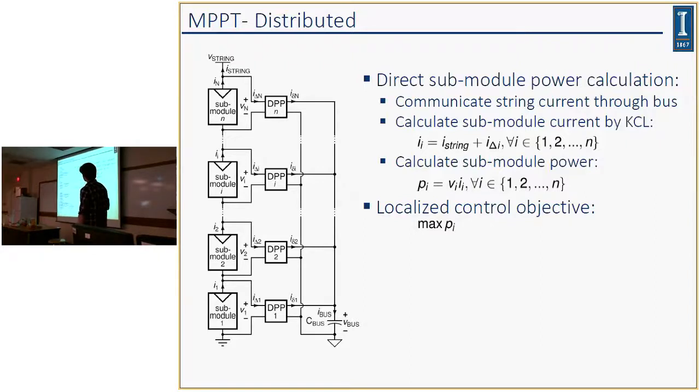So each DPP can sense its process current and its submodule voltage, and if it has the string current communicated through the bus, then it can calculate the submodule current, and then directly calculate its corresponding submodule power. It's pretty trivial from there. It's just a matter of doing a direct maximum power point tracking on that particular submodule.